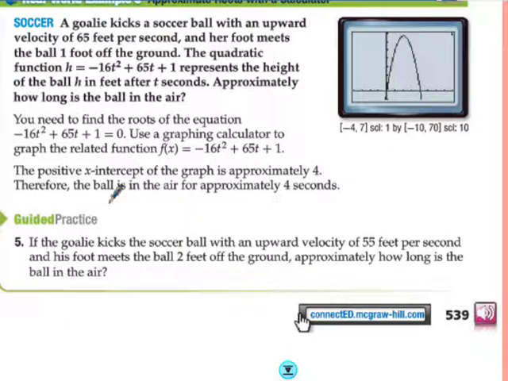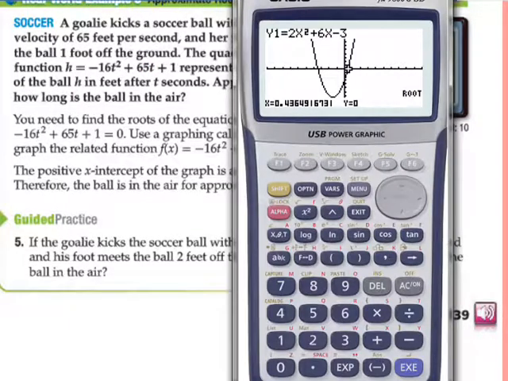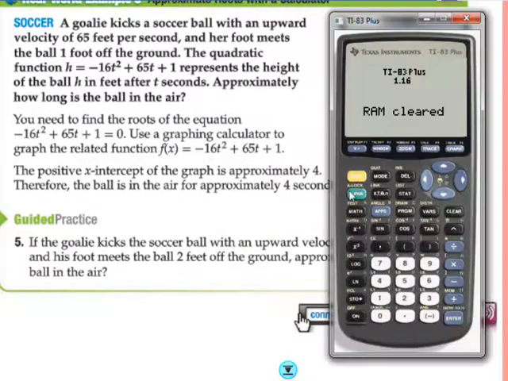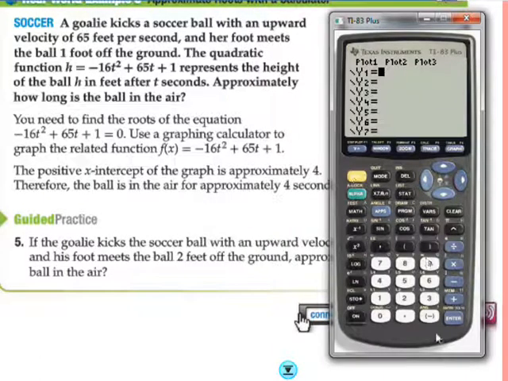So now we're saying, what if the initial velocity is 55 feet per second? Okay, 55 feet per second. So we're going to replace the 65 with a 55. Okay, so let's put that in the TI. So let's go, nope, that's my Casio. Let's go to the TI, and I'll go to y equals, and we'll say negative 16x squared plus 55, that's where we're changing the equation, 55x plus 1.